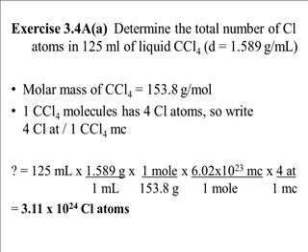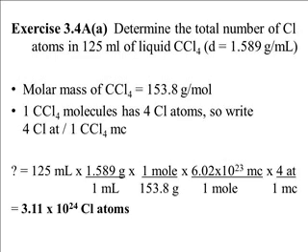Well, first of all, we could determine the molar mass of carbon tetrachloride simply by adding 1 carbon and 4 chlorine atoms together. We'd get 153.8 grams per mole. Second of all, we can tell that there are 4 chlorine atoms per 1 carbon tetrachloride molecule. That also makes a conversion factor. When I solve for this problem, just like any other conversion factor, we'll start with our given value of 125 milliliters. Let's try multiplying that by density so that milliliters can cancel out.